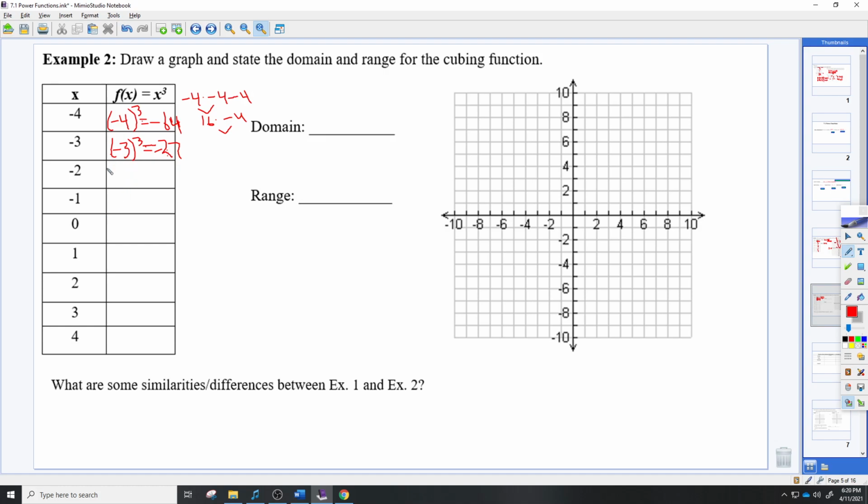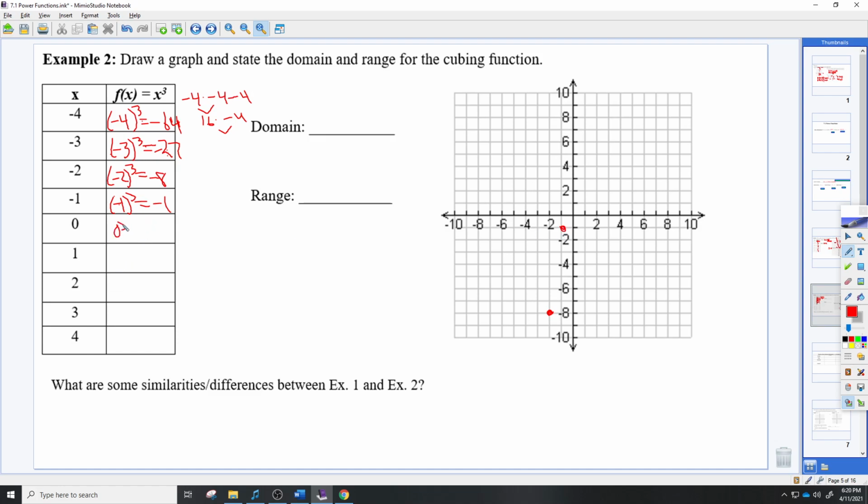-2 cubed, that would be 2 times 2 is 4 times 2, which is 8. We're going to get a -8. We can plot that. -2 is -8. So it's down here. -1, well, multiplying -1s multiple times is not going to change the number at all. It actually gives you -1. So -1 is -1. It's right here.